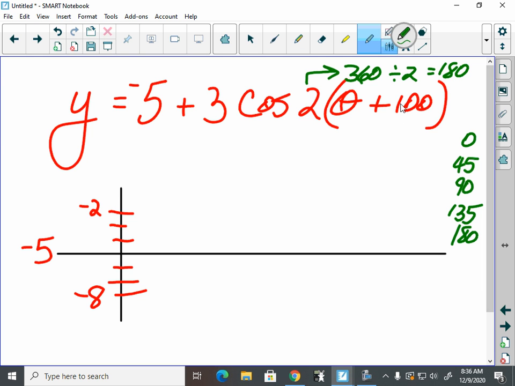I got to go 100 to the left. Oh, crud. That means my first dot's going to be at -100, way over here. And I'm going to have another dot at -55, way over there. And I'm going to have another dot at -10, way over there. So I have to do something like this. Maybe this will work. Please work.